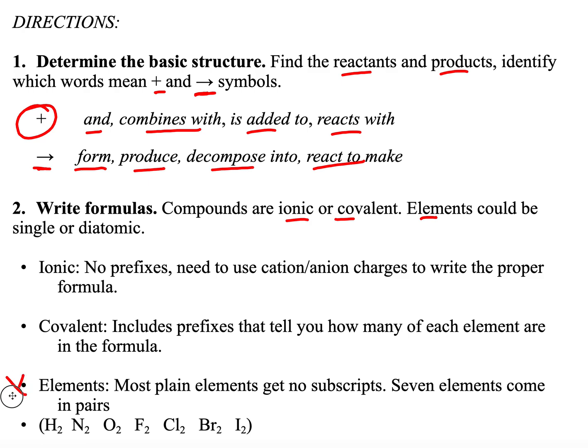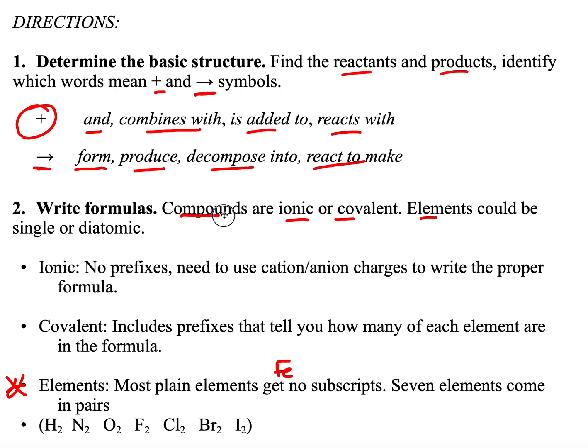If it is just an element, typically you don't write a subscript there. You don't put a 2 or any other number. If it's like iron reacts with, you just write Fe, no extra number. But you have to remember that 7 elements can't handle being alone. They have to pair up if they're not bonded with another element. So anytime you see a single element, write the symbol, but then ask yourself, should I add a 2? Is it a diatomic? And you can figure that out by just looking at your periodic table.